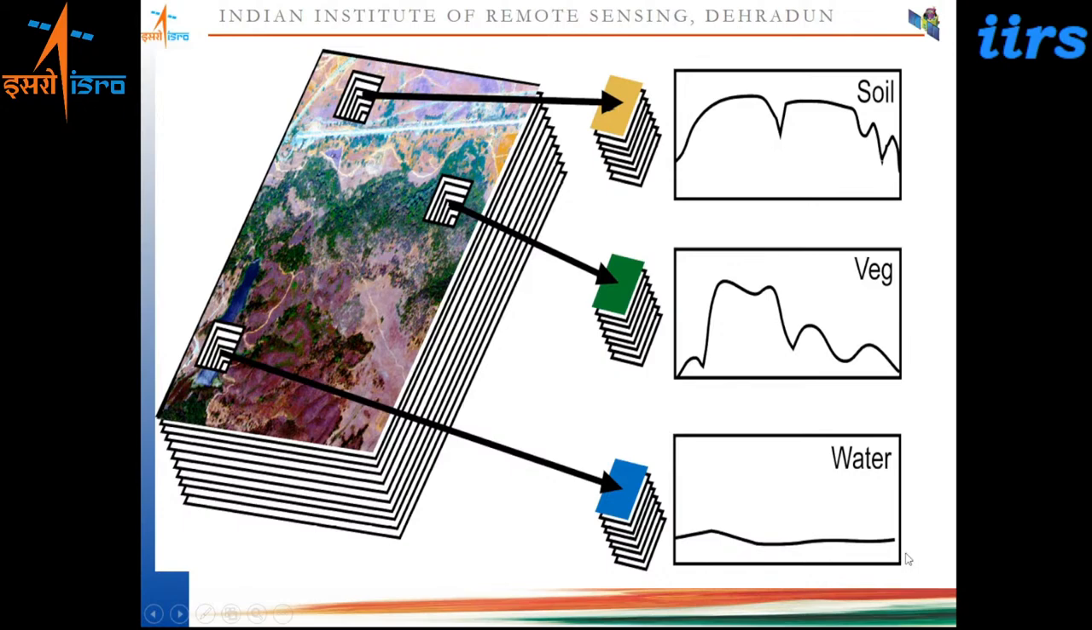In soil, again it depends upon the composition. If it is wet soil, we'll have absorption dips at 1.4 and 1.9, and depending upon whether it is rich in kaolinite or montmorillonite, the content or the chemical composition or the geochemistry of the soil will let us know about the spectrum of the material.